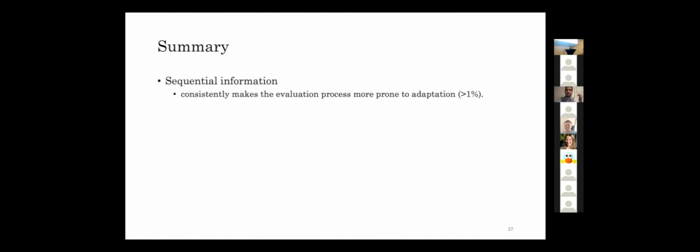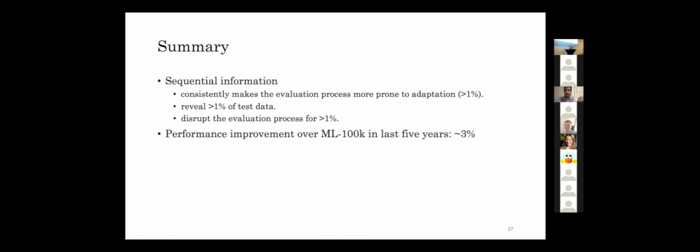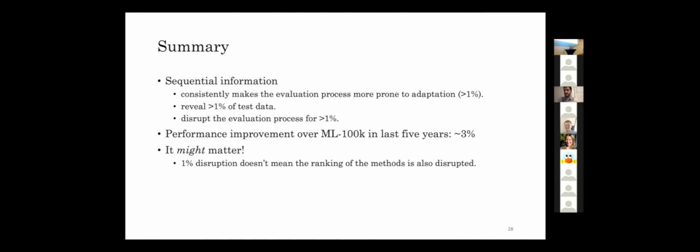So my takeaway is that the sequential information consistently makes the evaluation problem more prone to adaptation, maybe more than 1%. They reveal 1% of the test data. We can say they disrupt the evaluation process by 1%. Is it actually important? Is 1% significant or not? I don't know, but if you look at the leaderboard of this ML100K in the last 5 years, we have observed about 3% improvement. So maybe it is important. I never said that the ranking is going to change. I said maybe the scores we have obtained are just rounding to 1%, something like that.